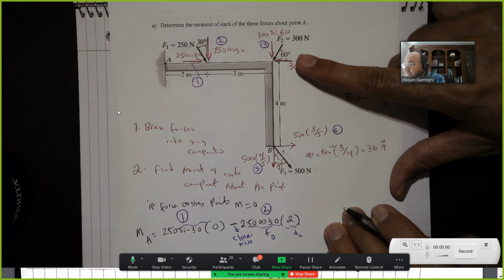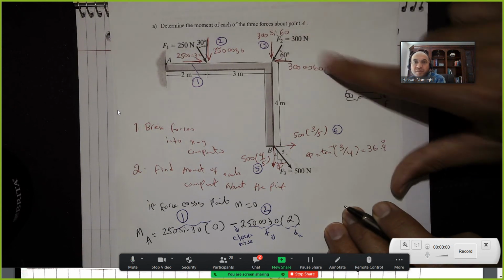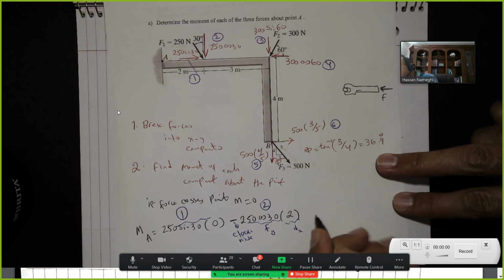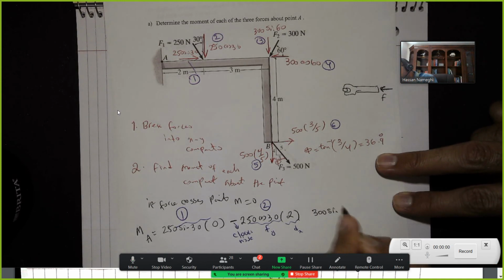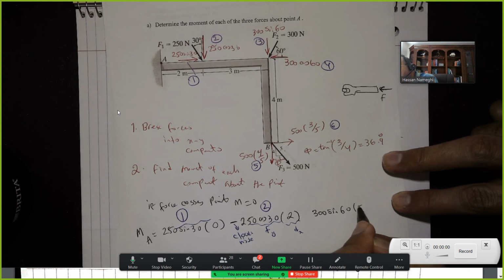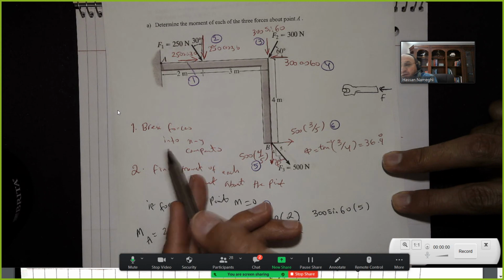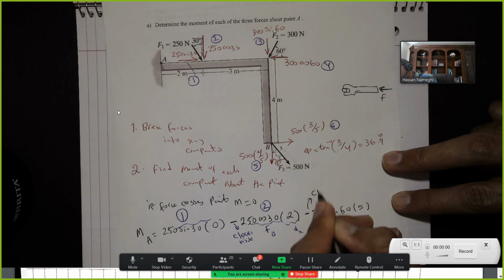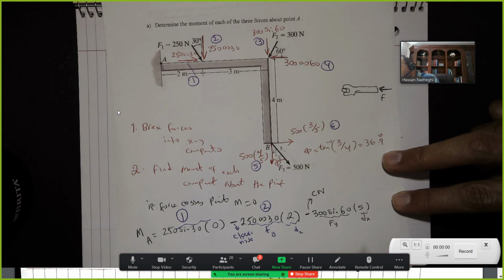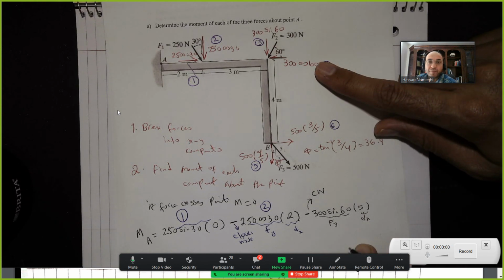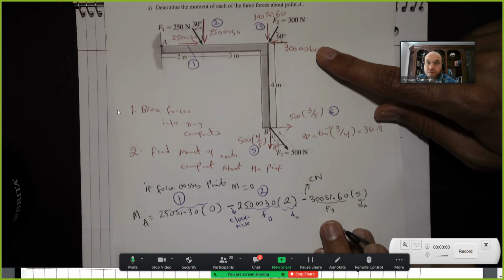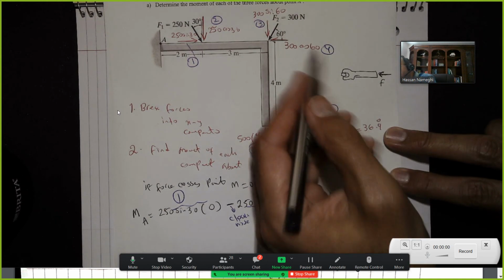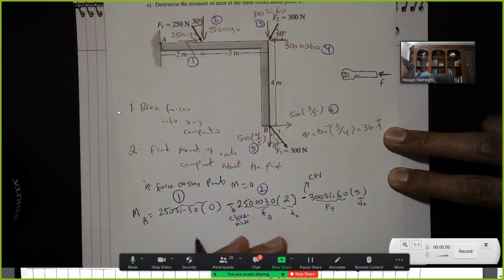The third component, I have 300 sine 60. What would be the perpendicular distance for that? 5 meters. Exactly, 5 meters. And that's going to go clockwise again, so this will be negative. This is the force which is in y, and the distance will be in x. For 300 cosine 60, similarly that will be 0. I don't even need to do anything for that, because it is crossing point A, so 300 cosine 60 times 0.